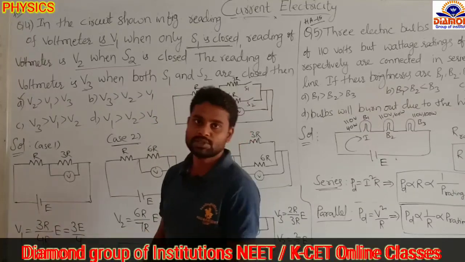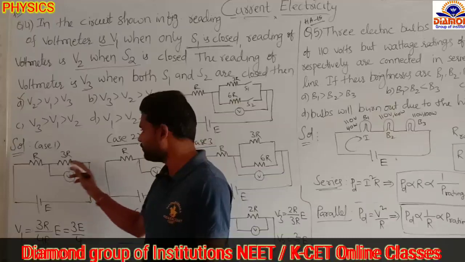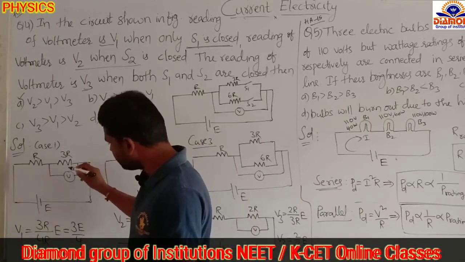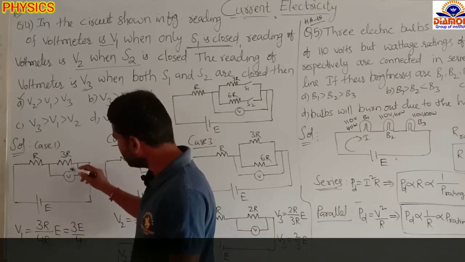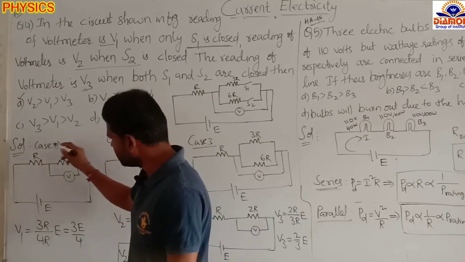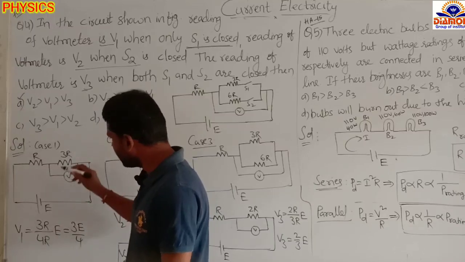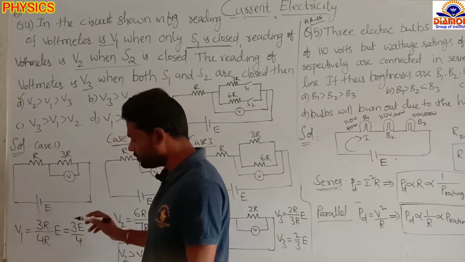Voltage is directly proportional to R. V equal to IR, V is directly proportional to R. Why? Because the same current is flowing through this one. So from the voltage division rule, the voltage across this one equals the resistance of this one by total resistance into supply. This resistance is 3R, total resistance is R plus 3R, 4R, into supply. Then we will get 3 by 4 E.